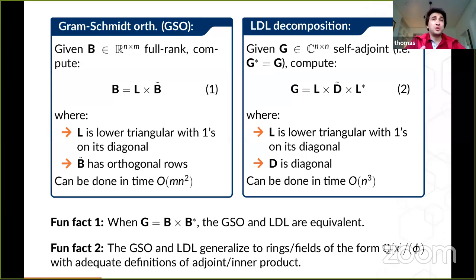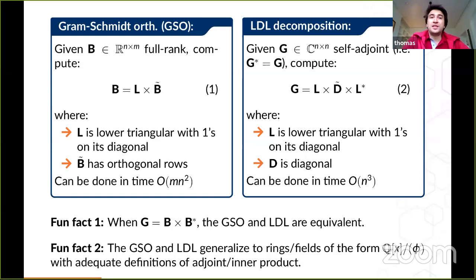And for us, that's interesting because the Gram-Schmidt orthogonalization takes time big O of M n squared, and the LDL decomposition takes time big O of n cubed. So whenever M is going to be larger than n, it makes more sense from an efficiency point of view to take the LDL decomposition. And this is what is going to happen in our algorithm. So in our algorithm, it will make sense to consider the LDL decomposition, which is fine because both are equivalent anyways. So that's for fun fact number 1.